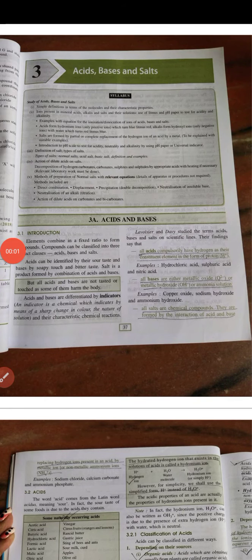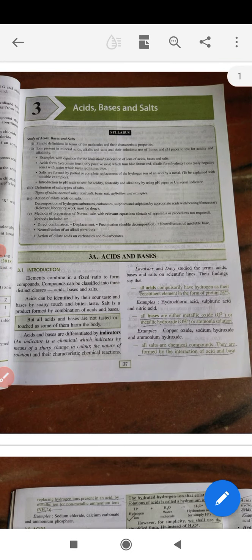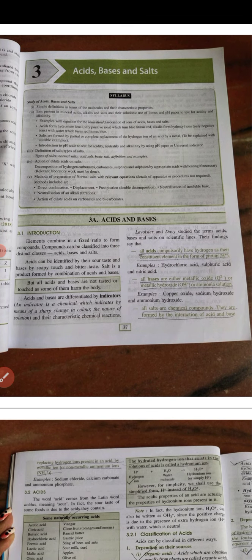Hello my dear students. So today we will start a new chapter, acid, base and salt. Here it is a very easy chapter. There is nothing to understand very much. Okay, you just need to read and memorize this chapter.